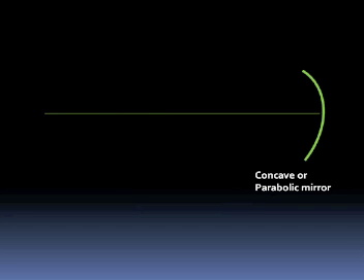Now, this is a concave or parabolic mirror, and that's called the principal axis. And the point where all the light that comes in parallel to that principal axis is focused is called the focus. And the distance from that point to the mirror is the focal length. Twice the focal length away is called the center of curvature.